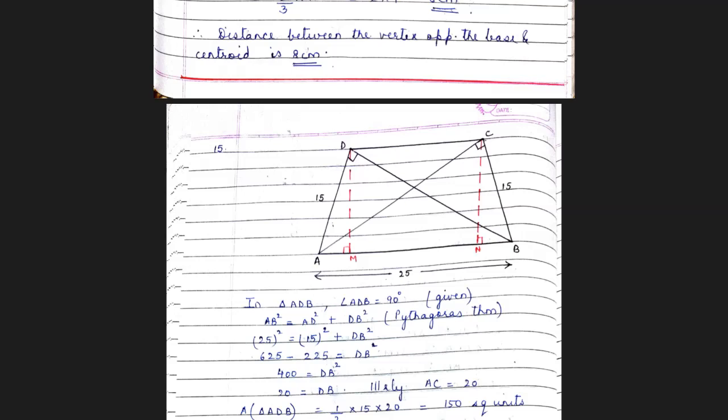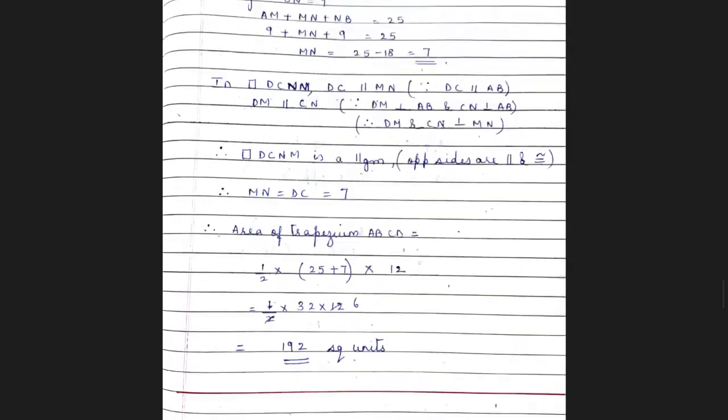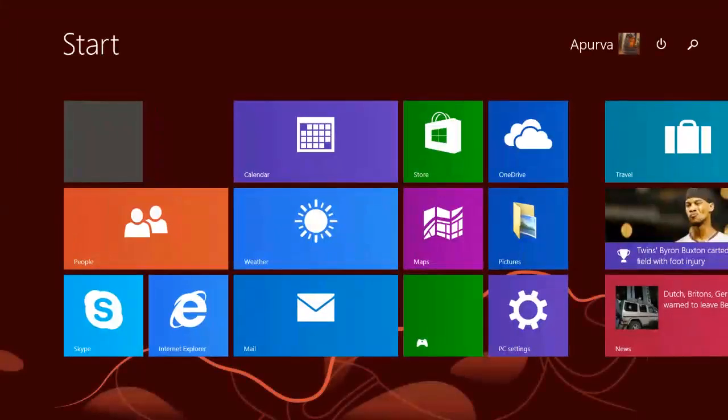So now in this trapezium, I have all the values. Parallel sides I know, height also I know, and therefore substituted in the formula half into sum of parallel sides into height. And so I've got the area of the trapezium as 192 square units. So this is how it's to be done. It's a little lengthy sum, but not difficult. Go through the steps once again and understand it clearly.